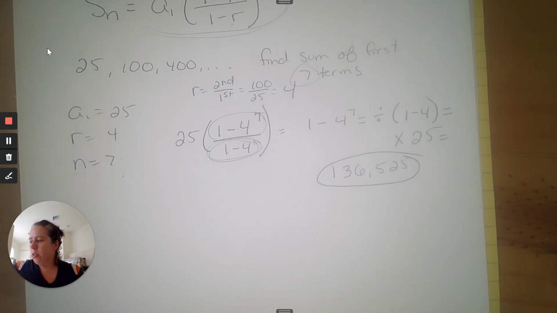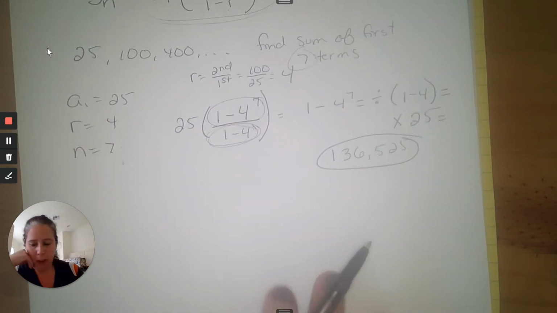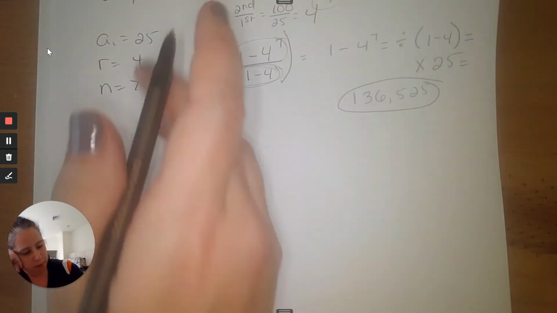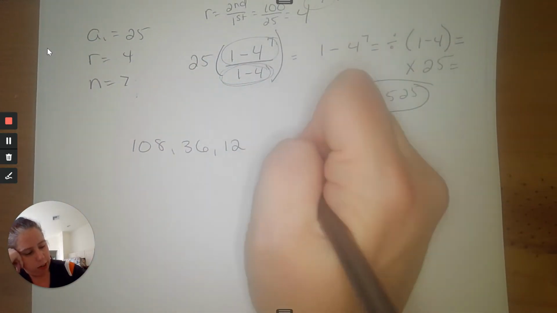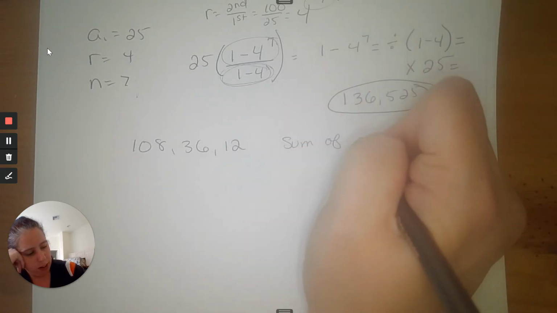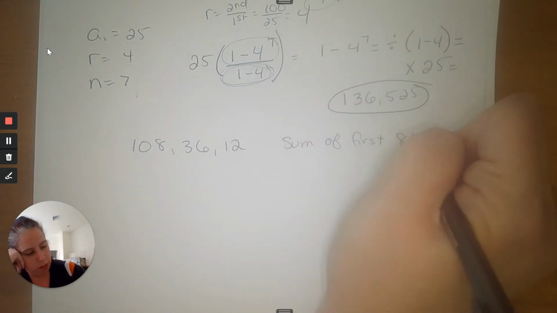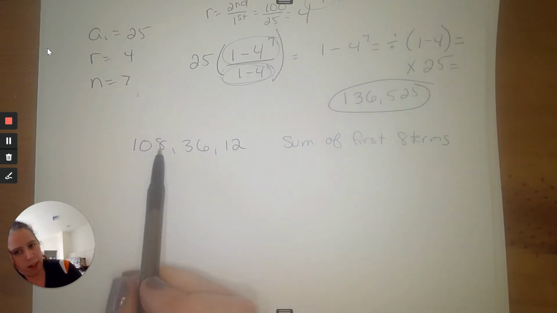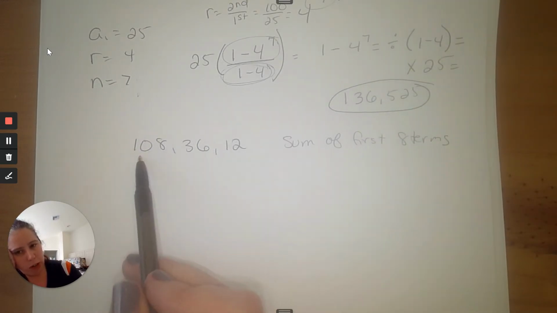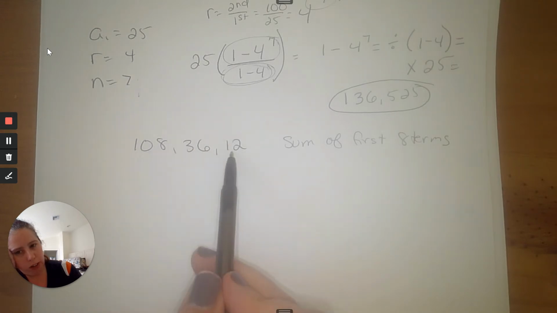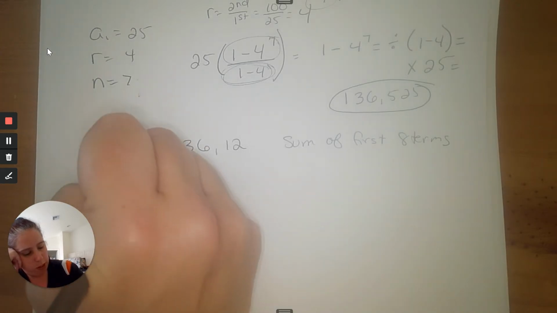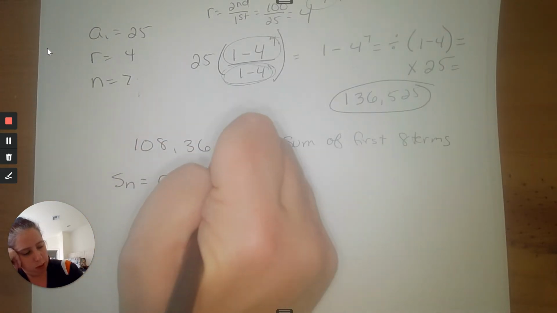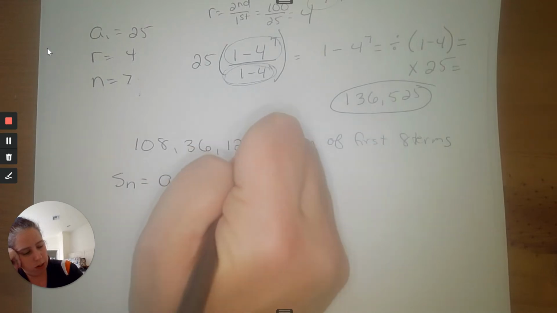All right, let's look at this next one. Here we go. All right, so we got 108, 36, and 12. Okay, and we're going to find the sum of the first 8 terms. Okay, so you should be able to tell this is geometric and not arithmetic, guys, because the difference between here and here is much bigger. All right, so we're going to use the sum for the geometric. So S of n equals A1 times 1 minus R to the n over 1 minus R.